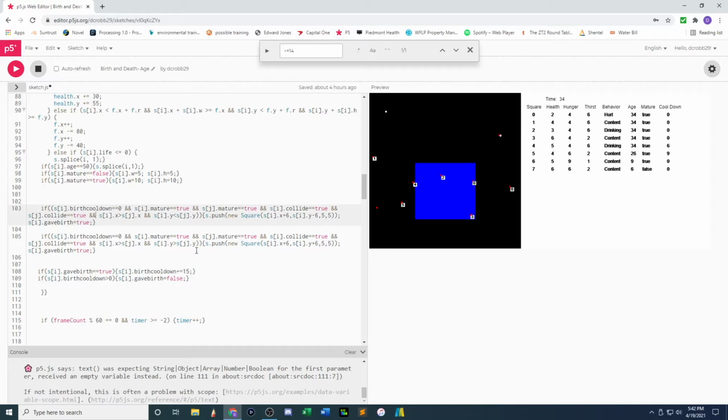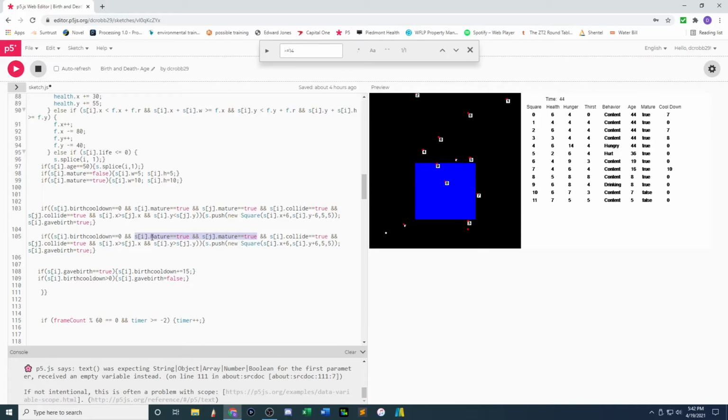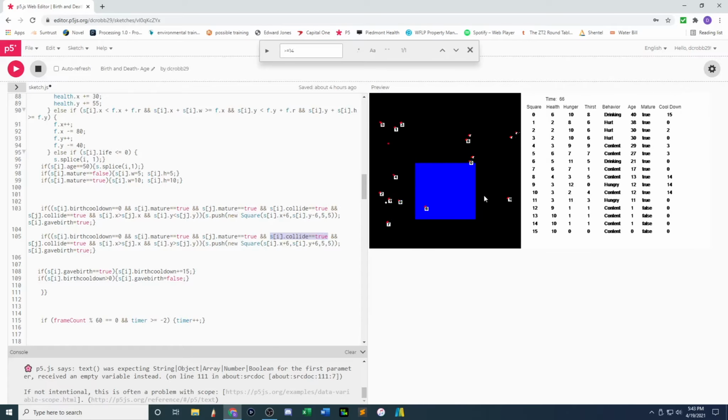Birth cooldowns right here. This is if the birth cooldown is 0, they can have another baby. They have to be mature, please. They both have to be mature, by the way. So an immature square cannot run into a mature square and a baby come out of it, because unlike the world, my squares have humanity. Collision has to happen. So that's actually, kids, if you don't know the birds and the bees, you actually run at somebody at top speed.